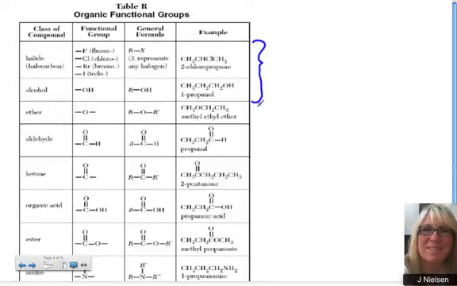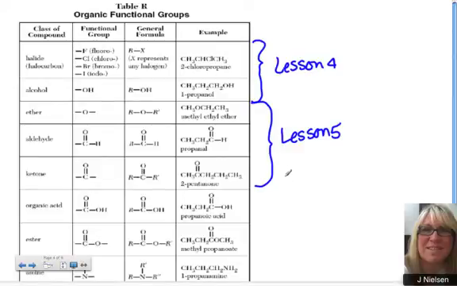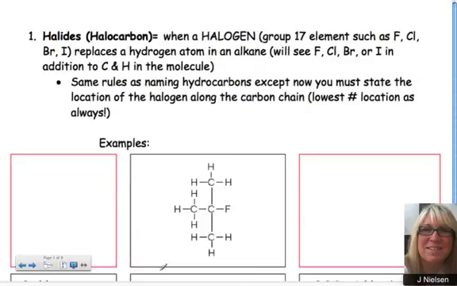This is lesson 4, which is today. In the next lesson, we're going to talk about ethers, aldehydes, and ketones, which is going to be lesson 5. And then in lesson 6, we'll talk about organic acids, esters, and amines. So let's talk about halides.